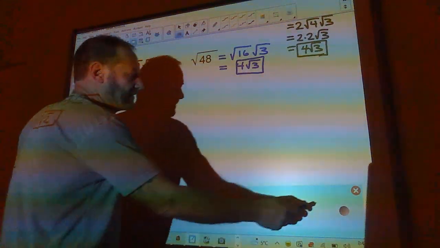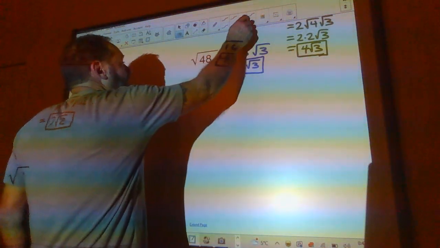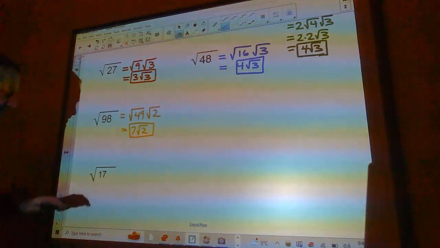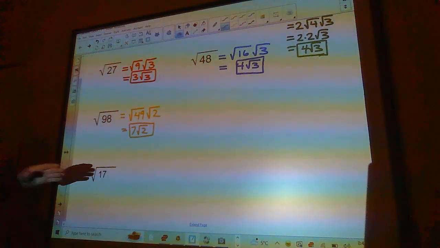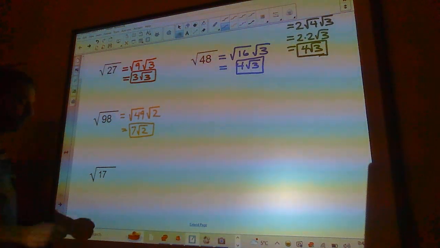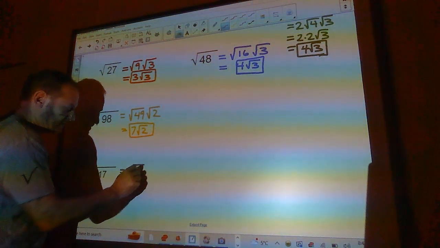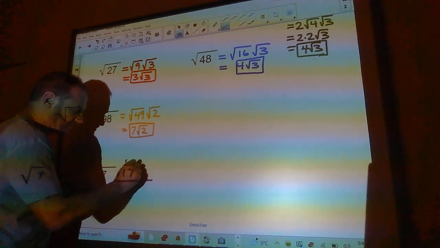Okay, square root of 17. Well, here's the thing: 17 is a prime number, so there is no perfect square that's going to divide evenly into 17. This is just already simplified. The answer is the square root of 17, and you're done.